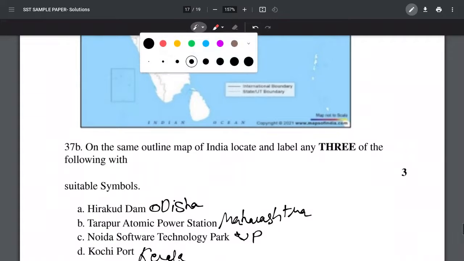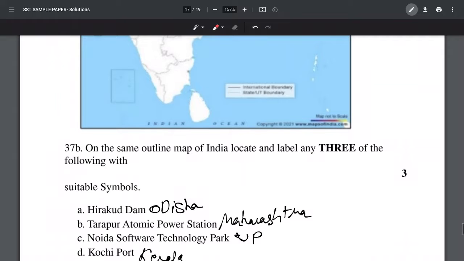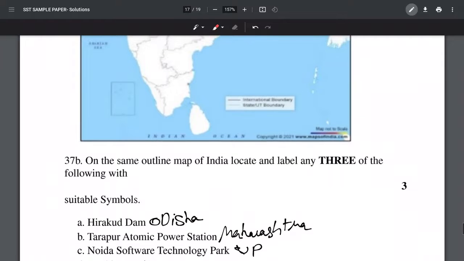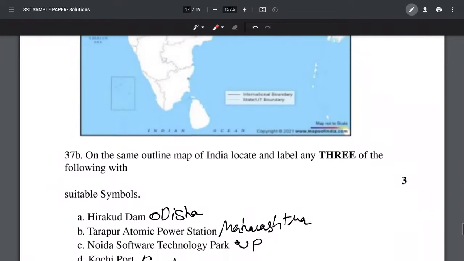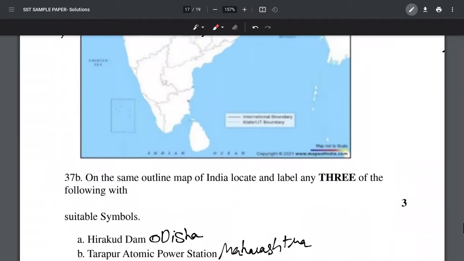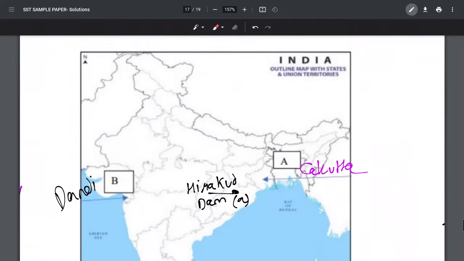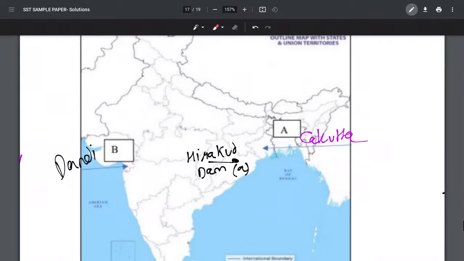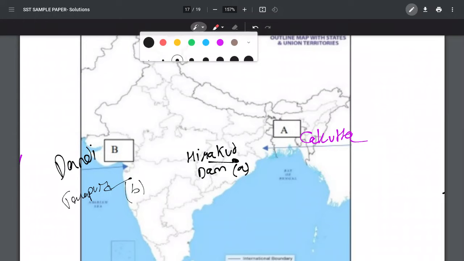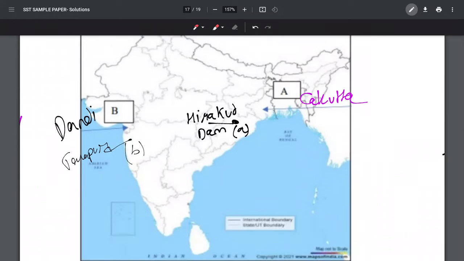Tarapur Atomic Power Station. I'll reduce the ink. All right. Tarapur Atomic Power Station, Maharashtra. Right. So we'll come back in Maharashtra here. Look over here. Basically, it will be near to Dandi only. So you can say here, this is my Tarapur Atomic Power Station. Okay, this is B. Alright, now let's see the next one.